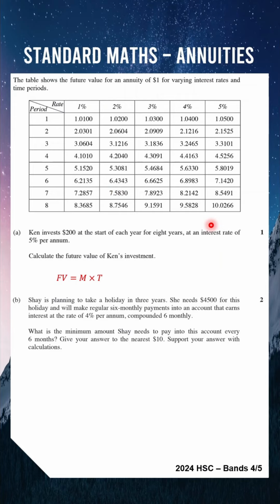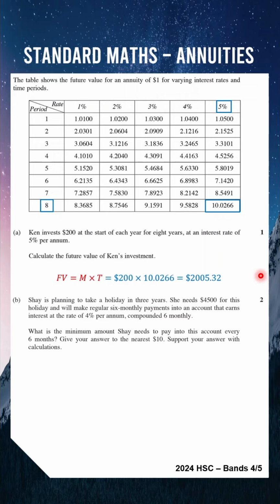So let's figure out our magic table number. Looking at 5% per annum for 8 years. So we've got 8 years, 5%. Our magic number is 10.0266. So all I need to do is multiply that number by $200, and that's going to get me my future value of this investment for 1 mark. This gets us a total of $2,005.32.